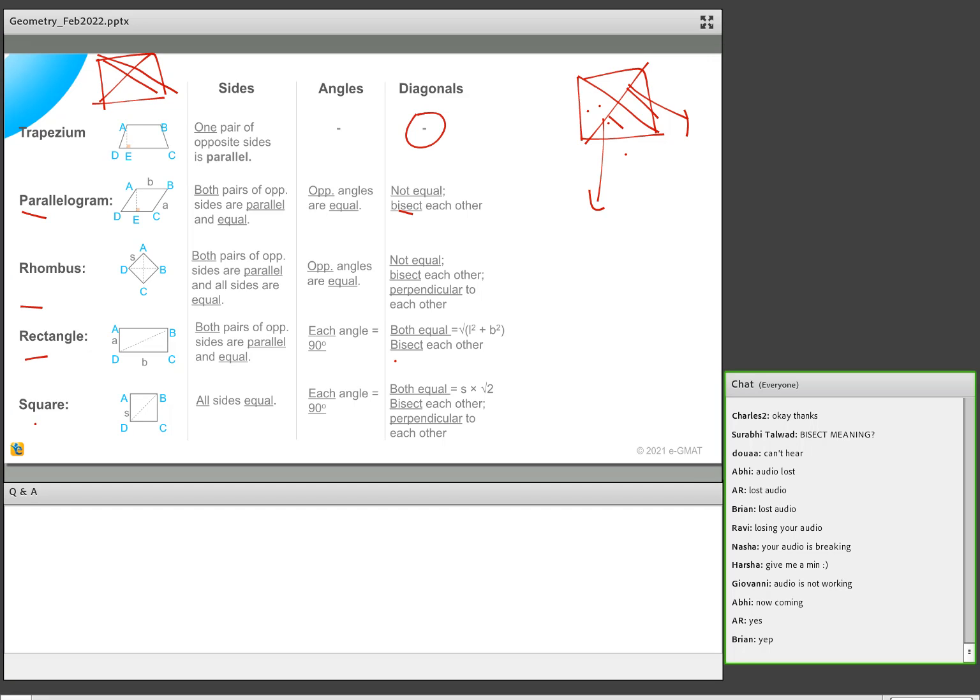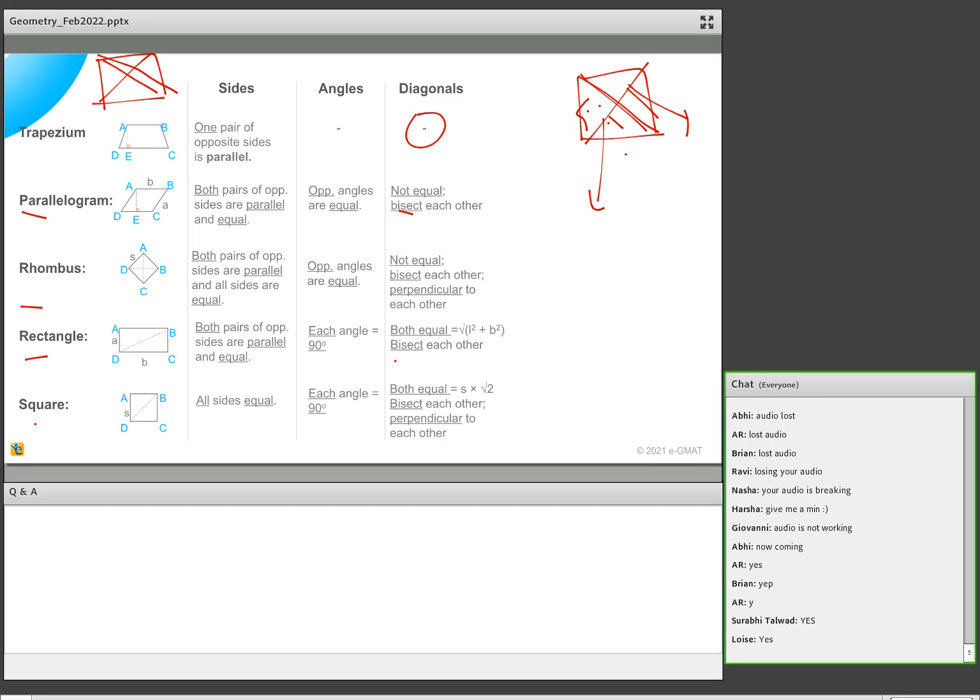So bisection means dividing something into 2. A 10 centimeter diagonal, this other diagonal is bisecting it into 2 parts of 5 centimeter, 5 centimeter. Bisection is clear? Trisection would be dividing into 3 equal parts, but we don't see that typically. Bisection means it divides it into 2 equal parts. So fundamentally, parallelogram, rhombus, rectangle, square, in all the cases, what's common? The diagonals bisect each other.